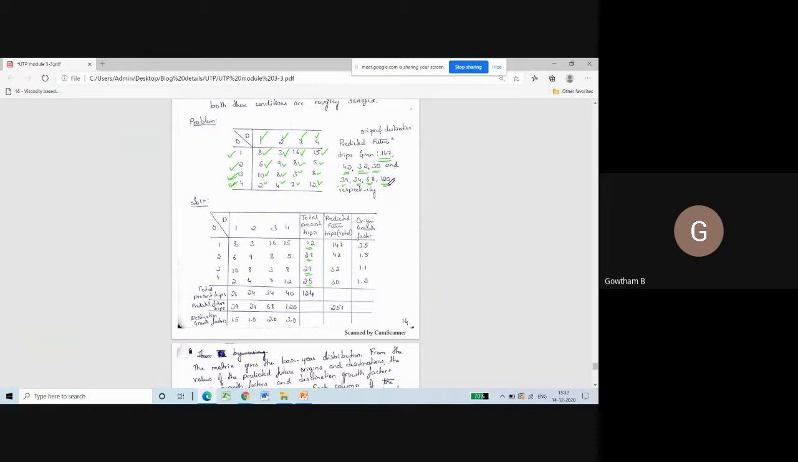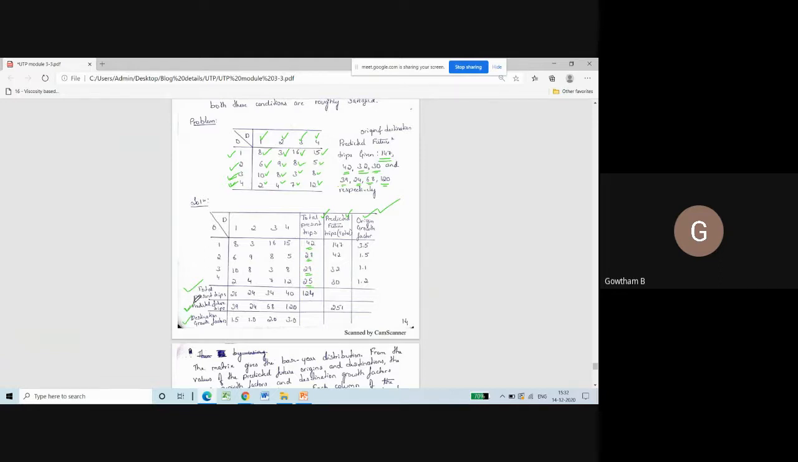Guys, I hope all of you understood the problem now. Let us move to the solution part. In the solution part, we have to form this table initially. This table indicates the same matrix as given in the problem. In the column, you have to add the total present trips, the predicted trips as given in the problem, and the origin growth factor. And in the row-wise, you have to add the total present trips, the future predicted trips, and the destination growth factor.